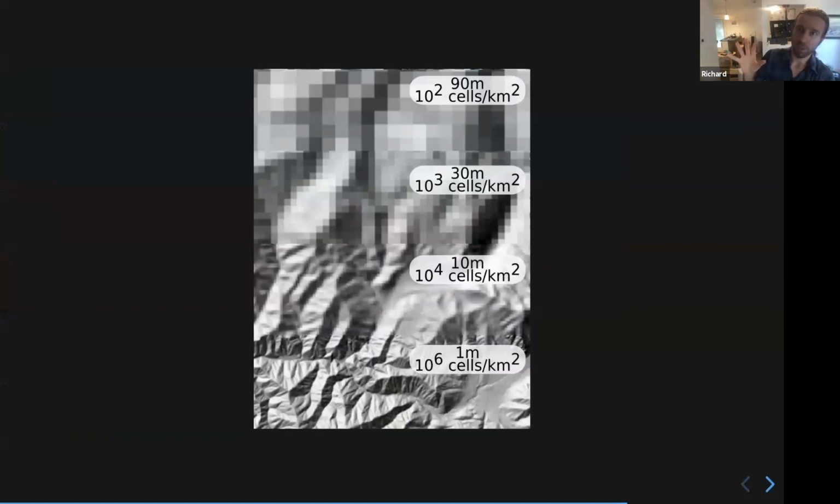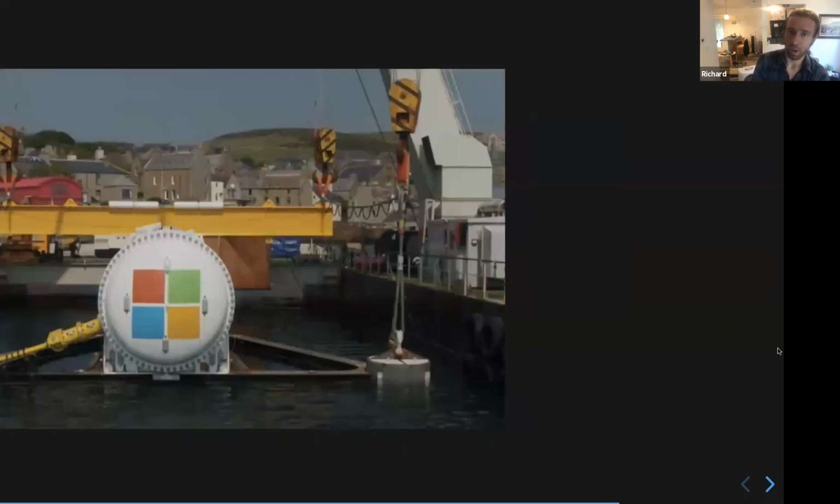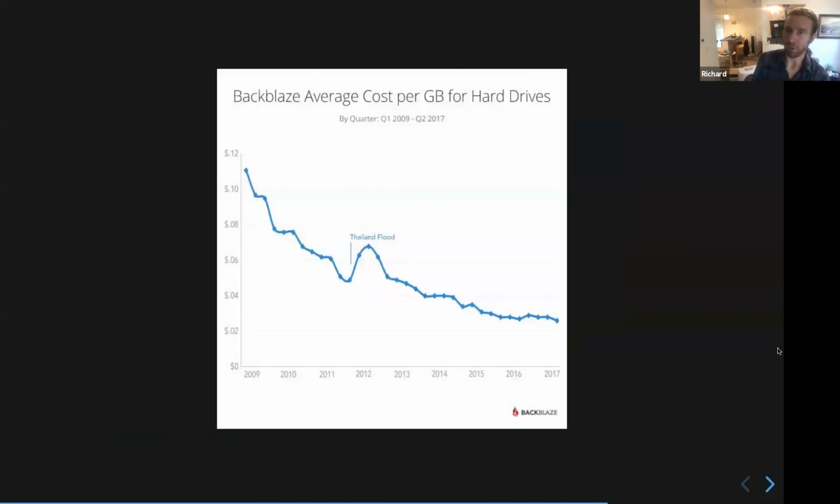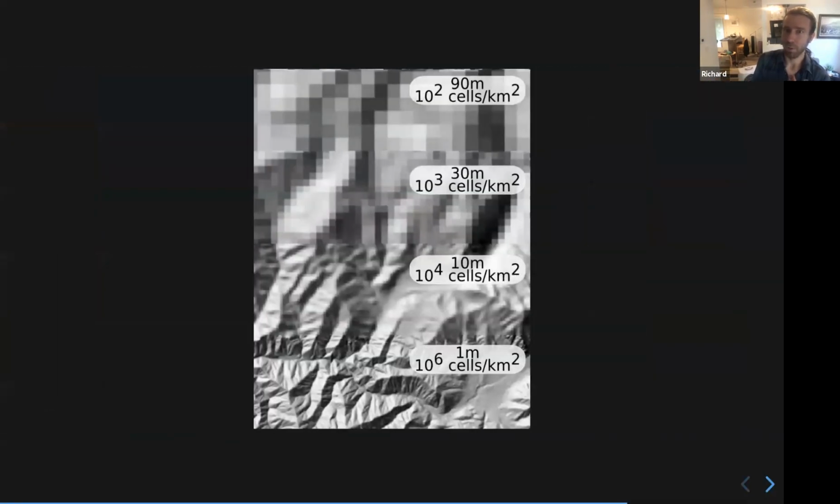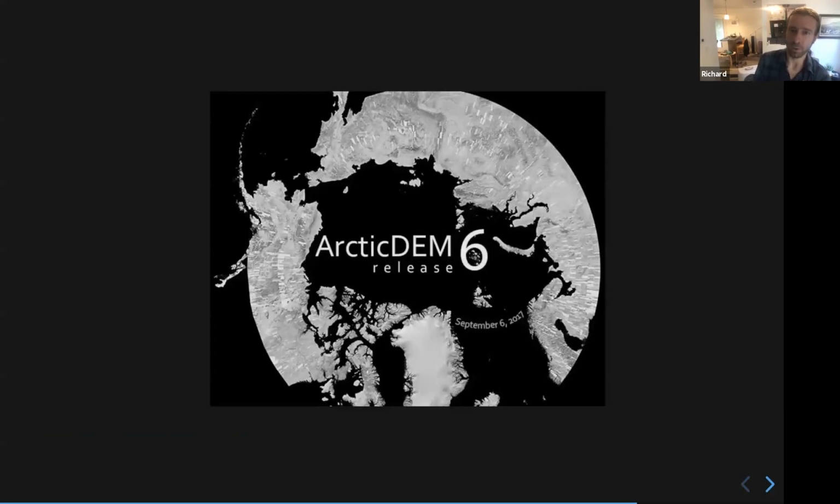Now, concomitant with these changes in computation have come increases in the resolution of the data we're looking at. We moved from 90 meters in the not so distant past to 1 meter data today. But that's an increase in resolution of something like 4 orders of magnitude. And we have the memory to hold that. And we certainly have the processing power. But in order to actually do the processing, we need parallel algorithms.